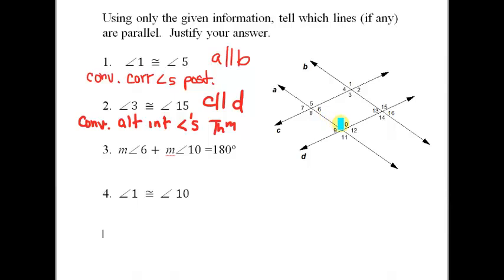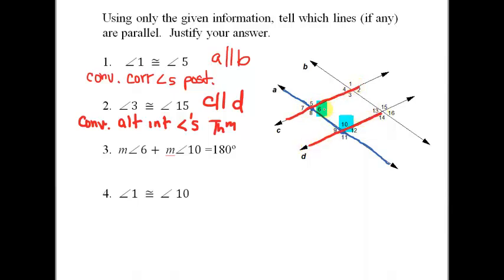So angle 6 is mentioned as being supplementary to angle 10. I'm going to follow my same steps as before. I'm going to identify the transversal. Here's the vertex for angle 6. And here's the vertex for angle 10. So connecting those, my transversal is line A. And what does line A cross through? It crosses through line C and line D.